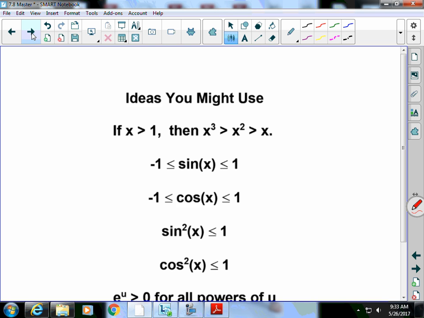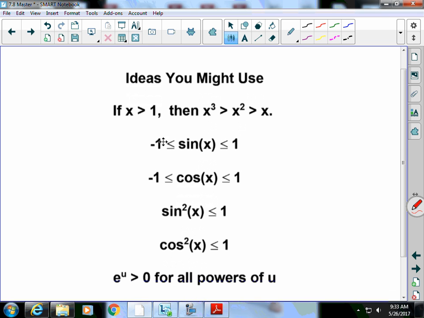And here are some things that will help us solve some of our problems. It says, look, if x is greater than 1, then I know that x cubed has to be greater than x squared, which has to be greater than x. And we're going to use this concept to build our arguments. Some other things I can use: I know that sine of x is always greater than or equal to -1, and it's always less than or equal to 1. And same thing with cosine. What's even more interesting is that sine squared is always less than or equal to 1, and cosine squared is always less than or equal to 1. So I can use that to help me.